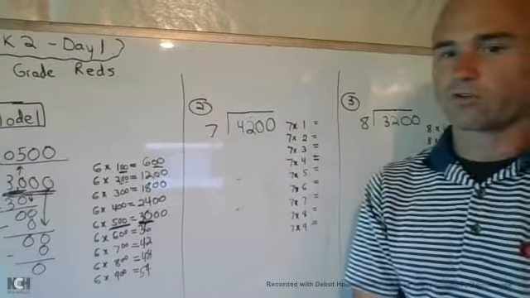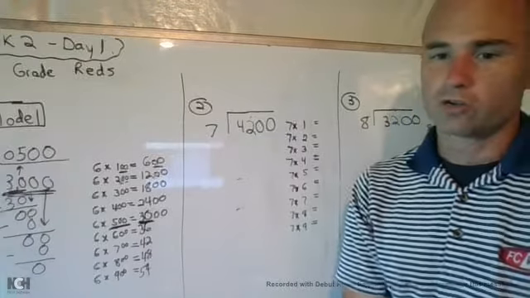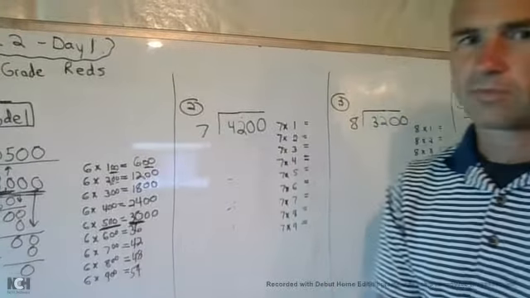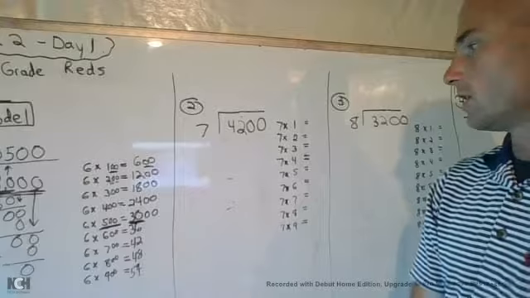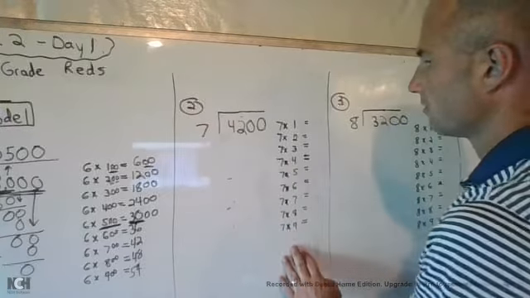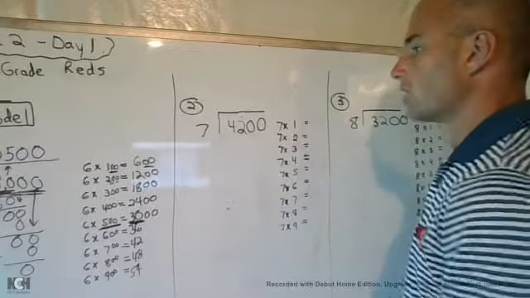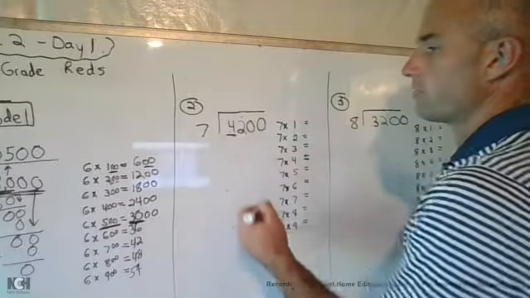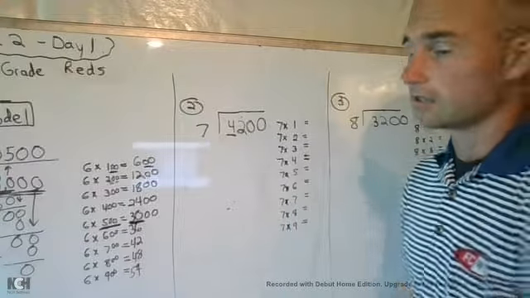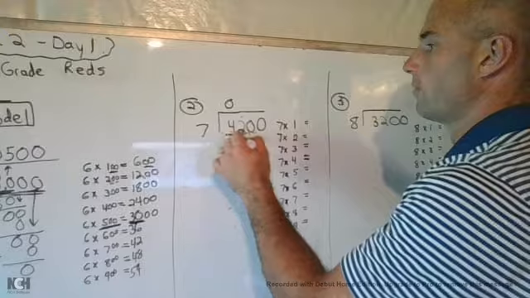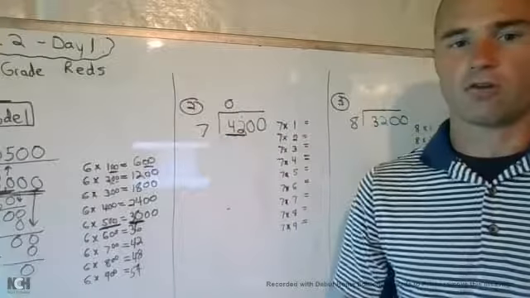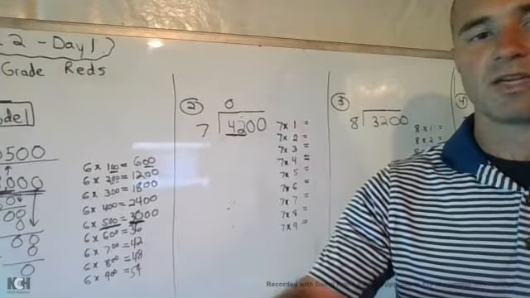How many 7s go into 4,200? Do your multiplication here. I would recommend starting off by asking yourself how many 7s go into 4, and then how many 7s go into 42, and then go from there. Hit the pause button now.